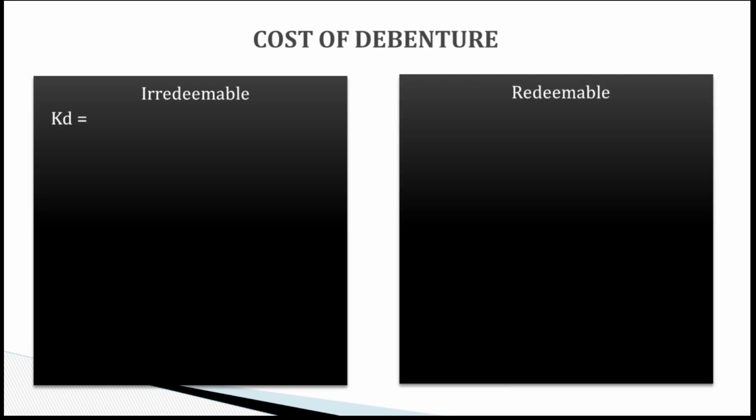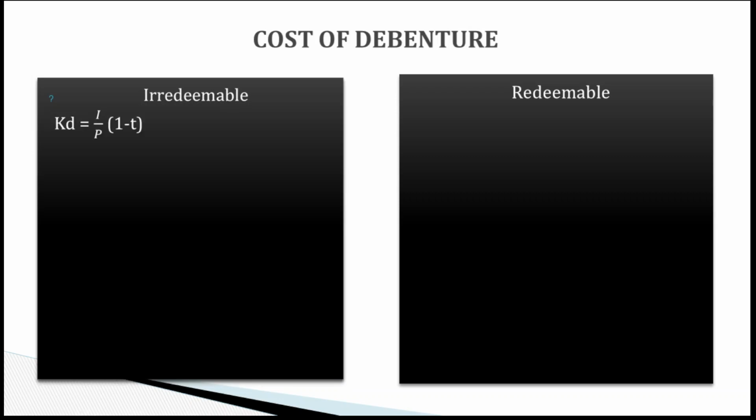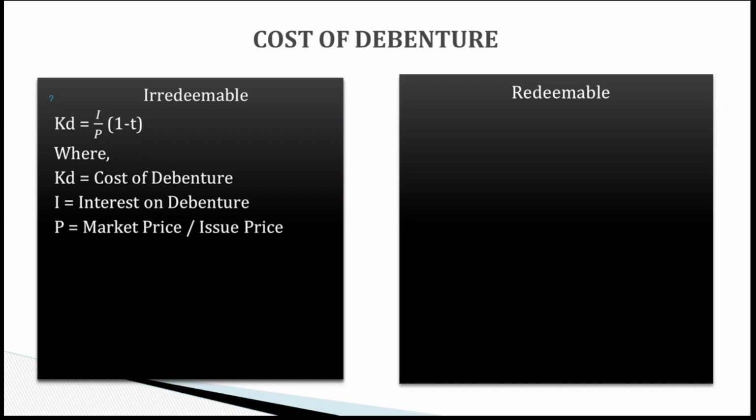For irredeemable debentures, KD = I/P (1 - T). We are giving the effect of tax, where KD is the cost of debenture, I is interest on debenture, P is market price or issue price of debenture, F is flotation cost and T is the tax rate.